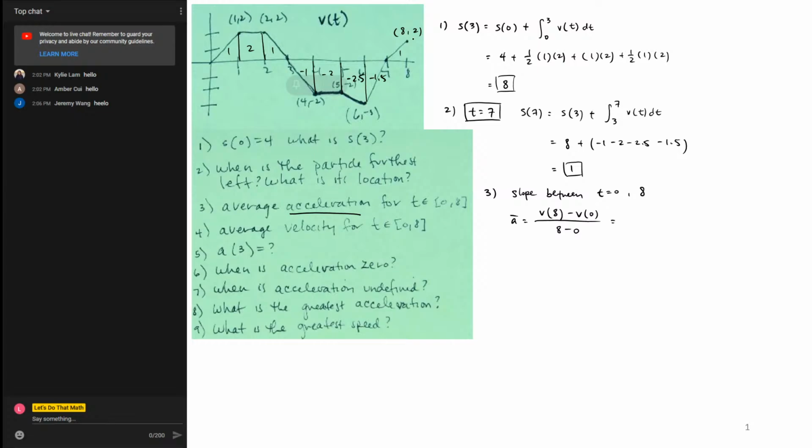Again, I'm assuming from the picture that it's a 2. It could be a 1 though, because it's not that cleanly drawn. But if it's 2, then it's going to be 2 minus 0 over 8. That's just 1/4.